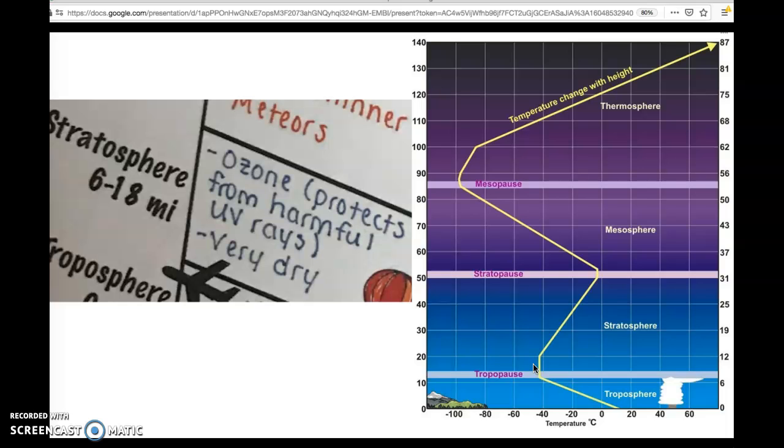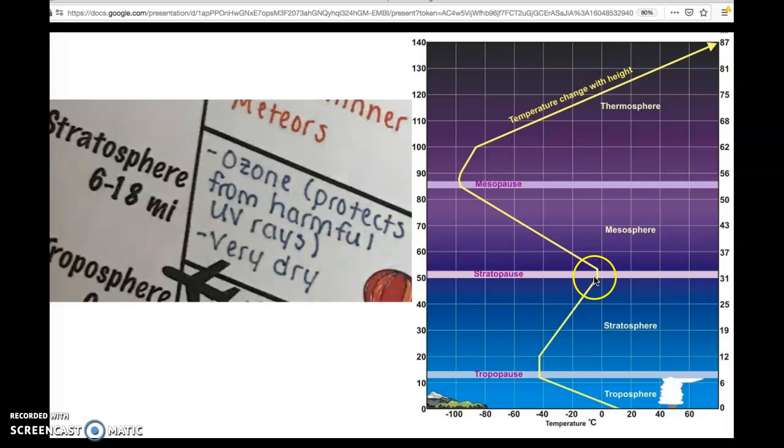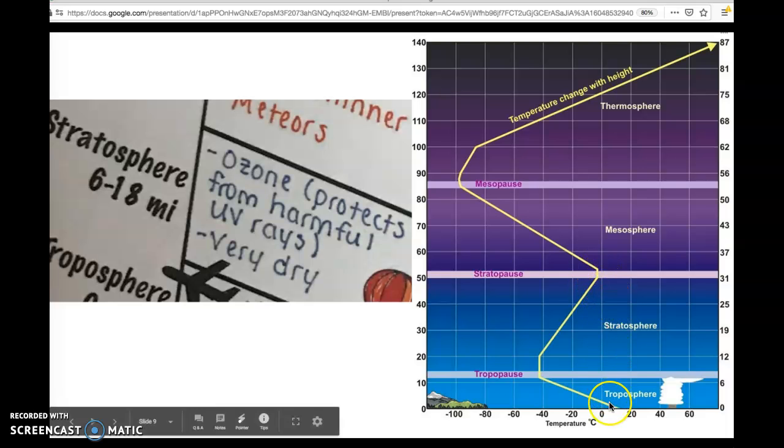If you can tell, again, we're tracking that temperature line right here on our graph. As you go higher up into the stratosphere, we are getting warmer, although debatably warmer. It is still freezing. That line never crosses 0.